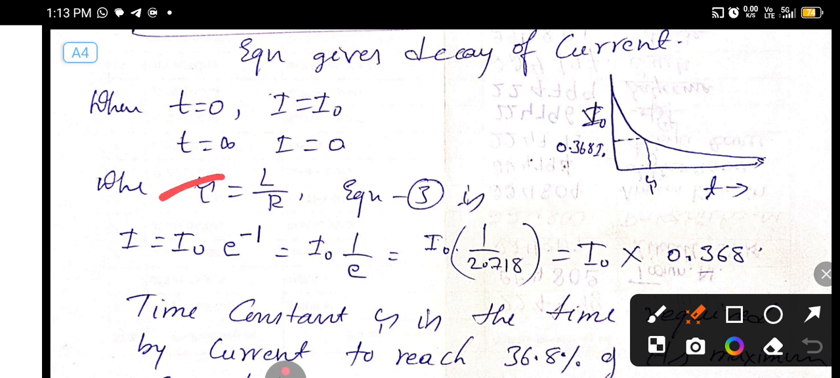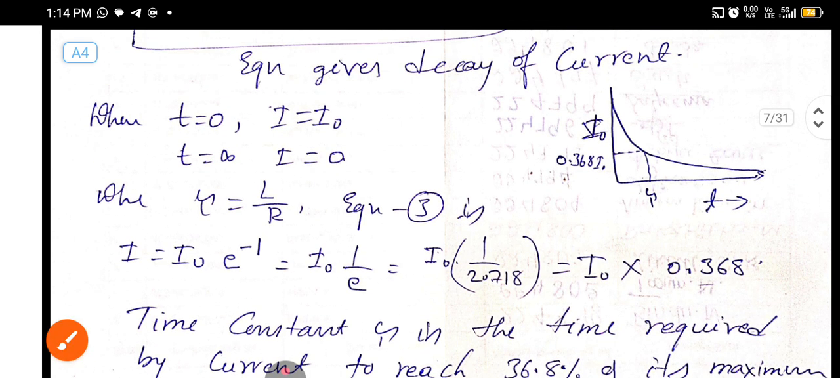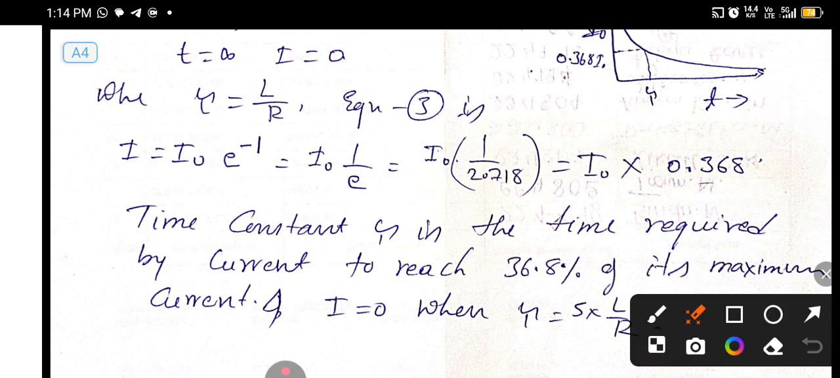Here the time constant tau is equal to L by R. It is the time in which the current reduces by 63.2 percent, that is, to 36.8 percent. When we put t equal to tau, I equals I0 e to the power of minus 1, that is I0 times 1 by e. The value of e is 2.718, and dividing 1 by 2.718 gives 0.368, so the current is about 36.8 percent of the maximum current I0. That is why it is called the time constant.